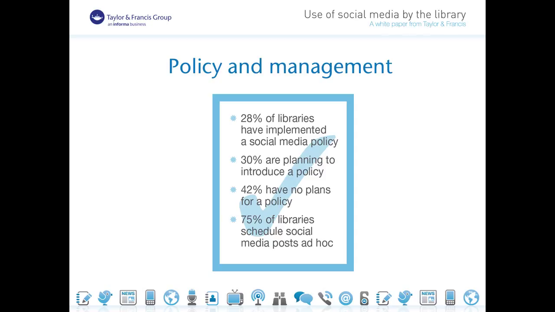Also receiving low take-up, according to our survey, was the implementation of a social media policy, with only 28% of libraries implementing a policy. However, 30% did plan to introduce one in the future.